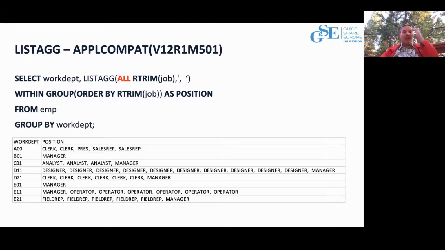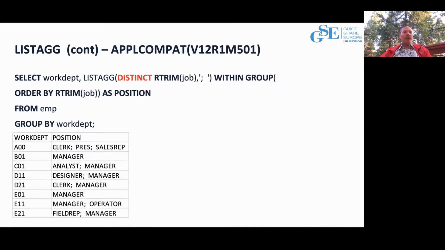Don't ask me why the president has clerks and sales reps working for them, but I didn't create the table. So that's regular LISTAGG. If you noticed, I did the RTRIM and a comma here because I just wanted to make it look nice. Otherwise, it doesn't present very nicely. Or you can do a DISTINCT, and in this particular case, it gets rid of the multiple clerks, right? So I just have one clerk, one president, one sales rep, and A00. So a nice little function that gets you some data.